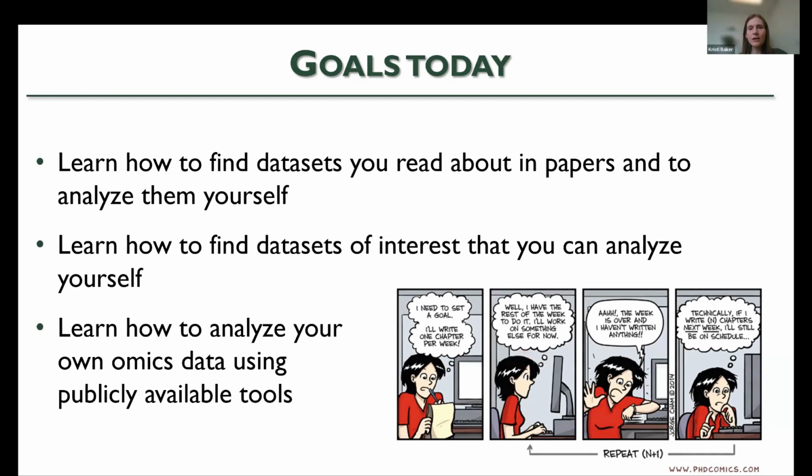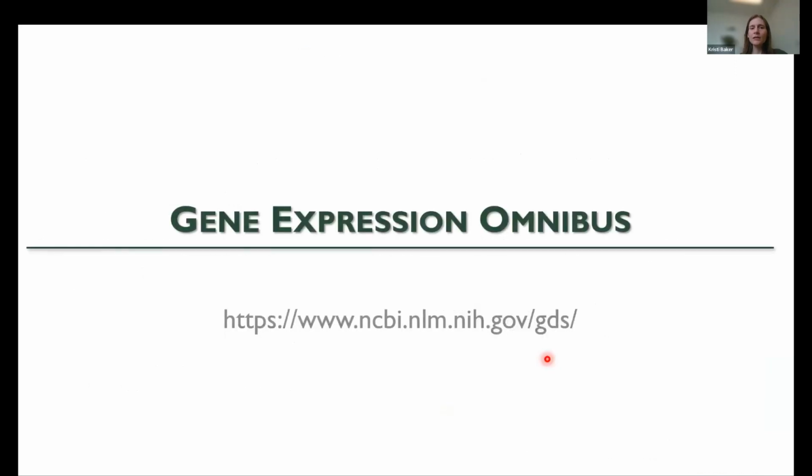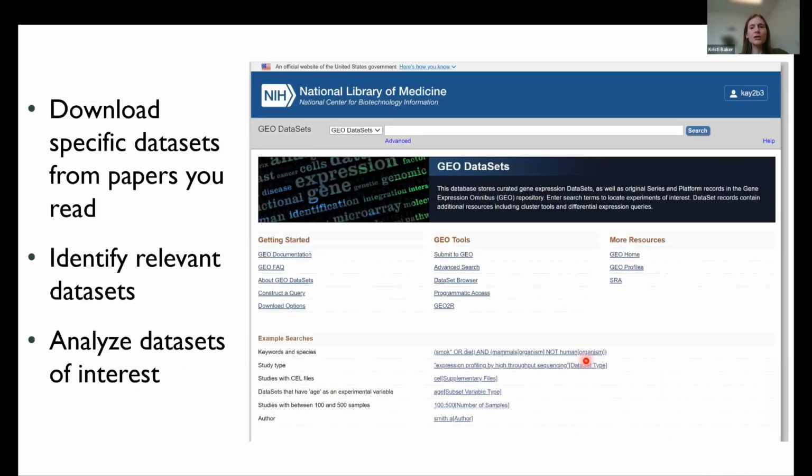So we're going to start today with looking at what is called the Gene Expression Omnibus. If you've ever read an omics level paper and scrolled down to the methods, what you'll often see is they'll say, we've deposited our omics data in the GEO database. So this is what the GEO database looks like.